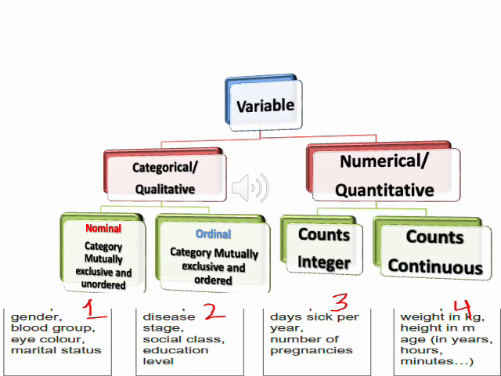But when we come to the numerical or quantitative variables, we have two types of variable, where we can count integers or where we count continuous variables. When we count integers, it is actually an interval variable. Where we count continuous variables, when we have the absolute value, it is a type of ratio variable.